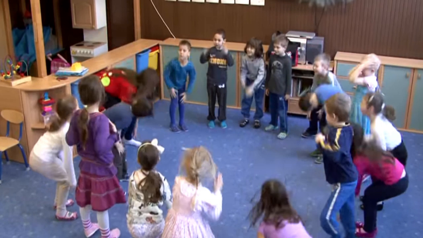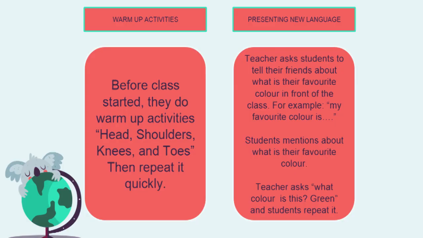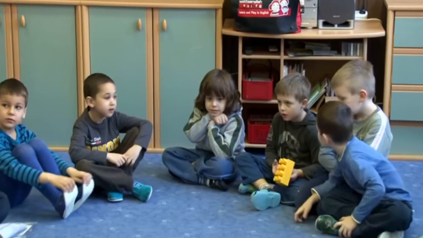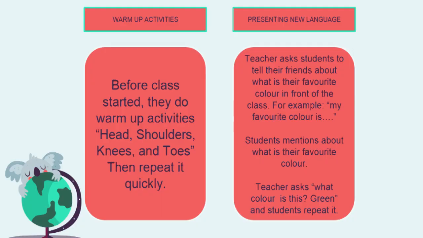And then we have presenting new language. The teacher asks students to tell their friends about their favorite color in front of the class. For example, my favorite color is blah blah blah. Students mention their favorite color. The teacher asks, what color is this? Green. And the students repeat it.